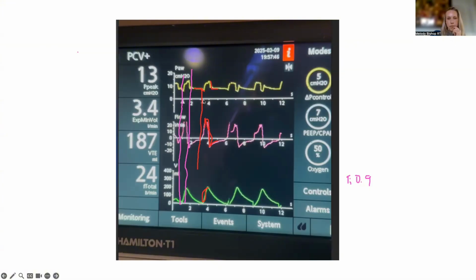Number one could be the triggering mechanism is too high. So if it's a pressure trigger, you set it too high. Like they need to do a pressure trigger of like -4 or something, right? Which would mean that it's harder to trigger the ventilator. The other thing that's more nefarious is auto peep. So the question becomes, are there signs of auto peep here?